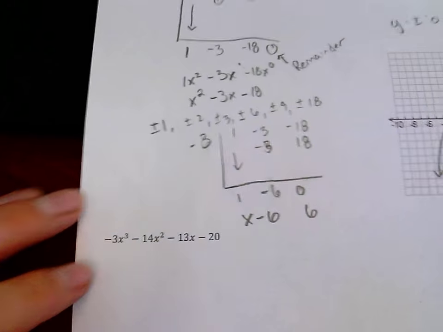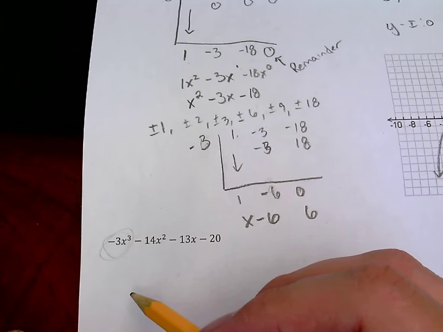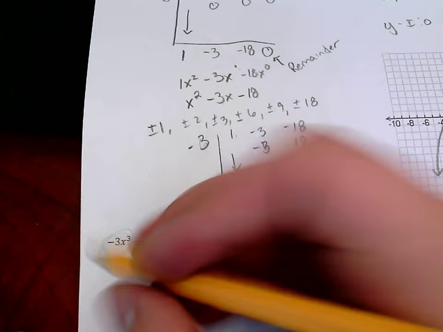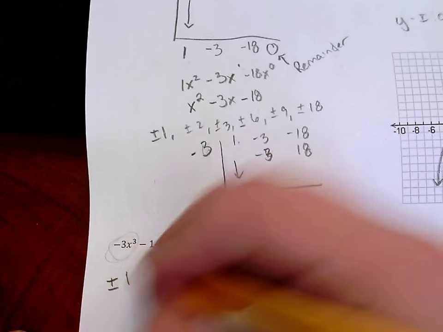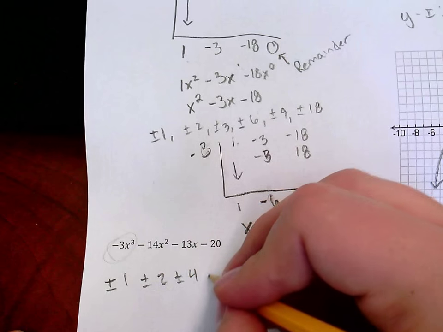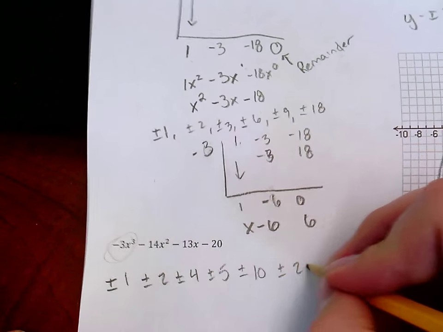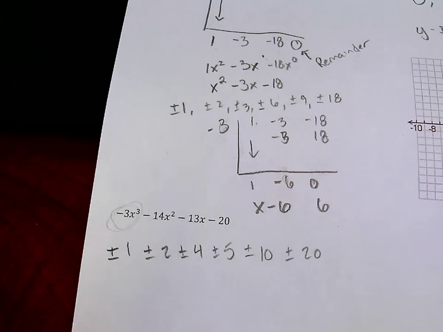Alright, the last one I wanted to do was something that had a number in front of the front x, just so that we can see what's going on with that. So I'm going to do the plus or minus stuff: 1, plus or minus 2, plus or minus 4, plus or minus 5, plus or minus 10, and plus or minus 20. I'm going to figure out which one of these makes a 0 real fast. So I'm going to plug this all in real fast.